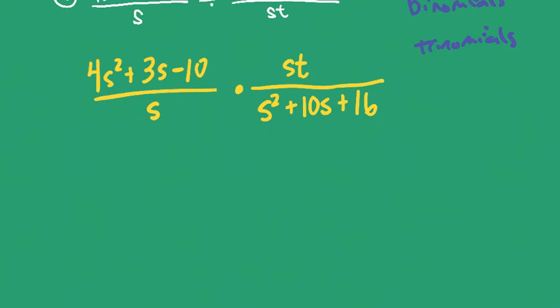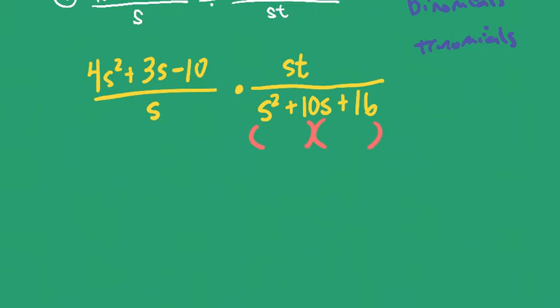So the s on the bottom, the st on the top, those are monomials. So I'm going to leave those alone for now. But this trinomial on the top left, the trinomial on the bottom right, I'm going to go ahead and factor those. So I'll start with the bottom right since that's the simpler of the two.